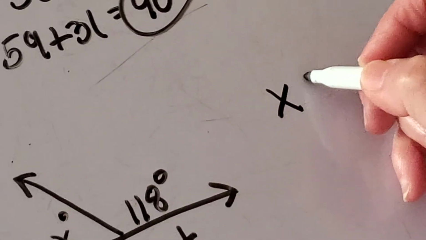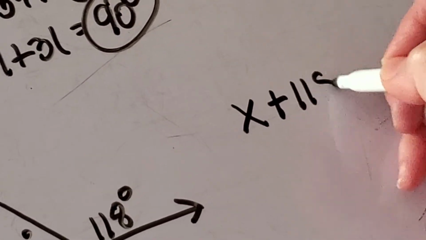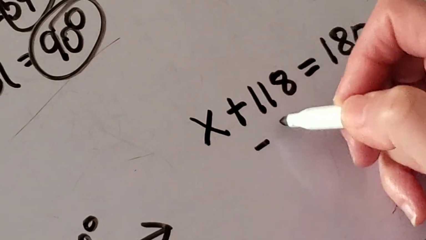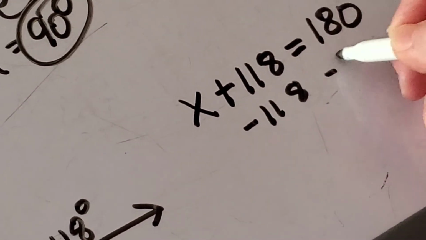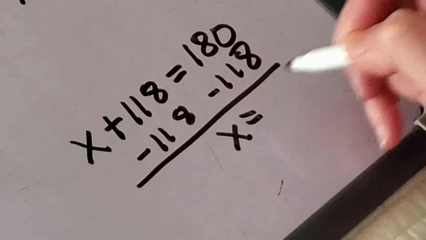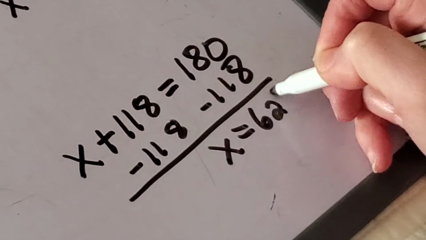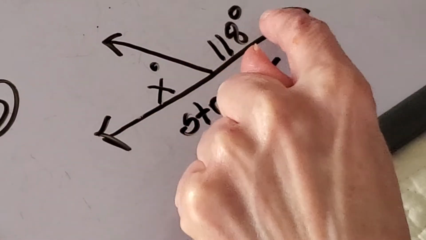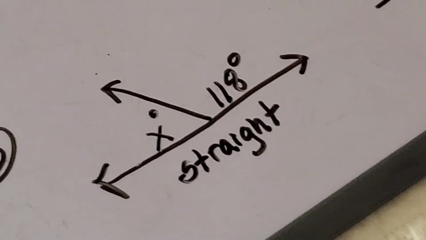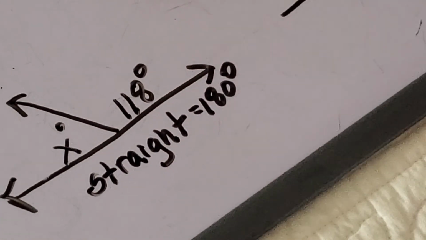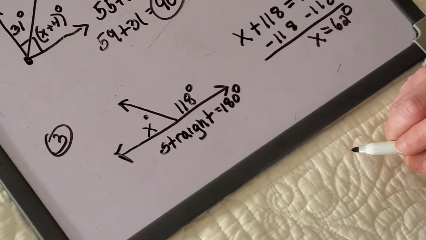The algebraic equation I can write is x plus 118 is equal to 180 degrees. I'm going to subtract 118 from both sides. And the value of x is 62 degrees. And just to do my check, if I add 62 plus 118, that should give me my 180 degrees, and it does. And that's how you find the missing value of an angle.